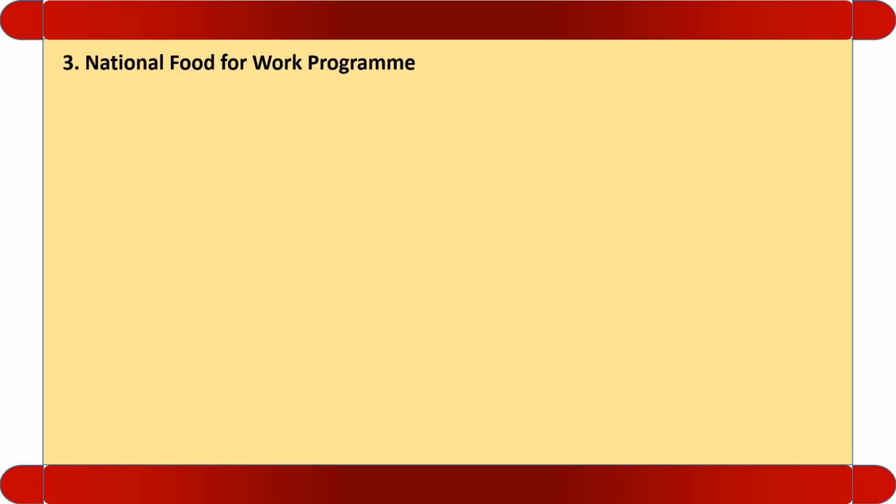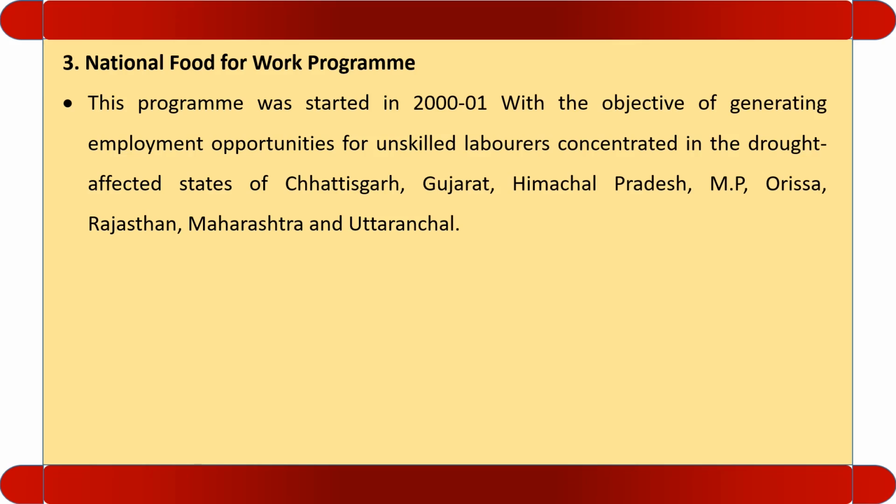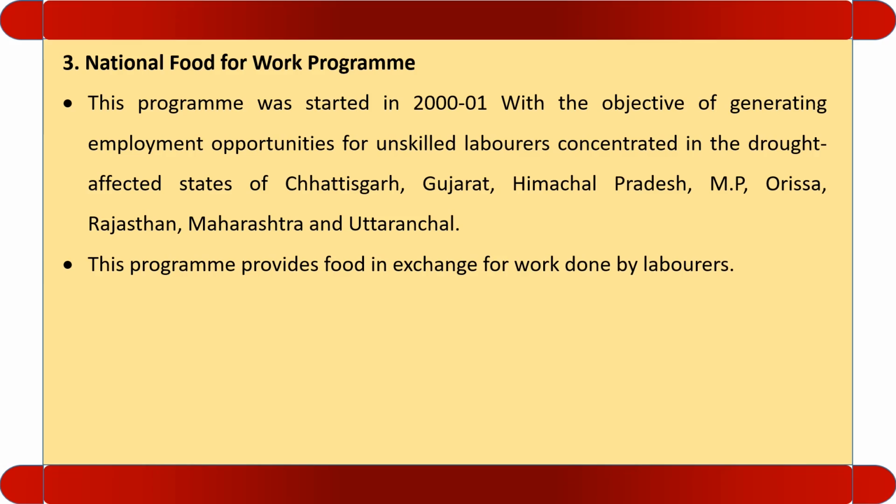Next program was the National Food for Work Program. This program was started in 2000-2001 with the objective of generating employment opportunities for unskilled labor concentrated in the drought affected states of Chhattisgarh, Gujarat, Himachal Pradesh, Madhya Pradesh, Odisha, Rajasthan, Maharashtra and Uttaranchal. This program provides food in exchange for work done by the labor.